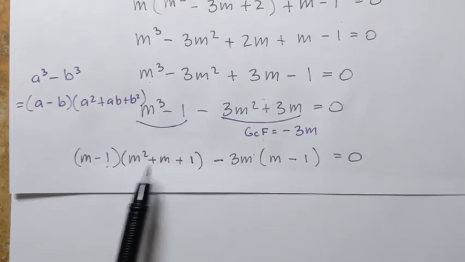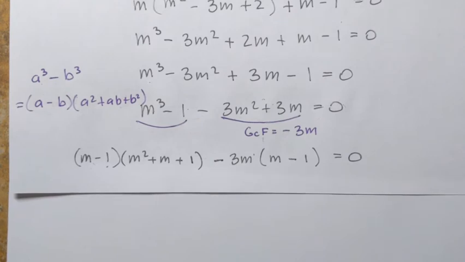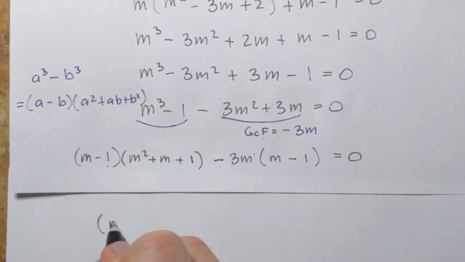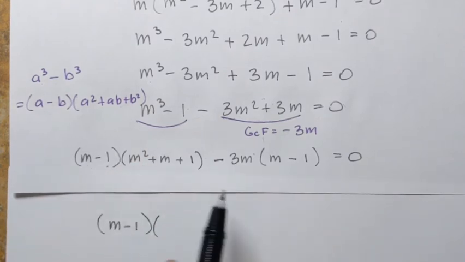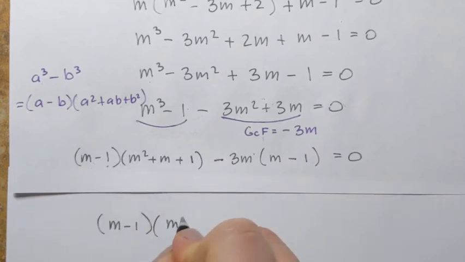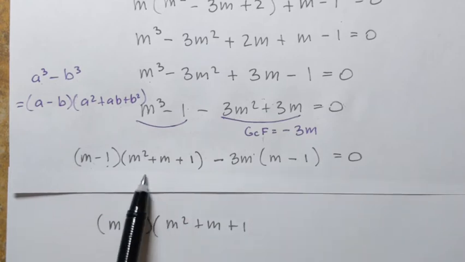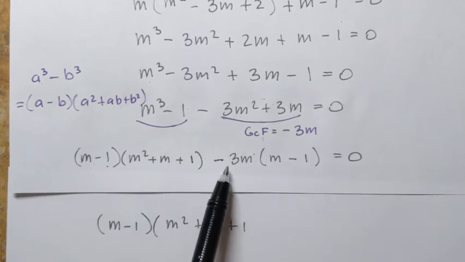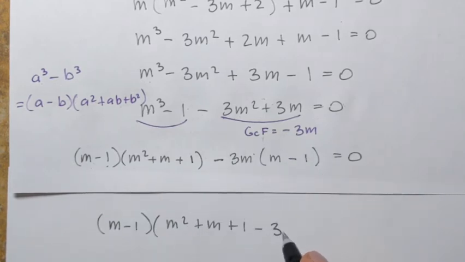I notice that m minus 1 is the common factor. I'm going to factor it out. m minus 1 I'm factoring out, and I'm writing everything else that's left. From the first term, I have m squared plus m plus 1 left, and then from the second term, I have minus 3m left, like that. So it's m minus 1 times m squared minus 2m plus 1 equals 0.